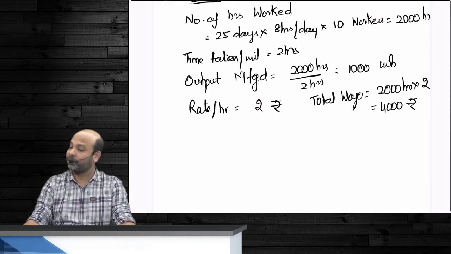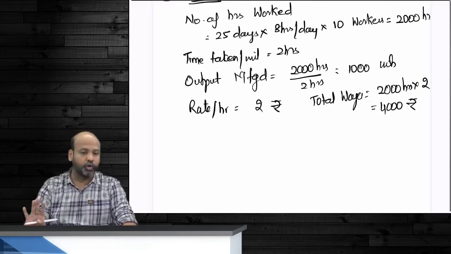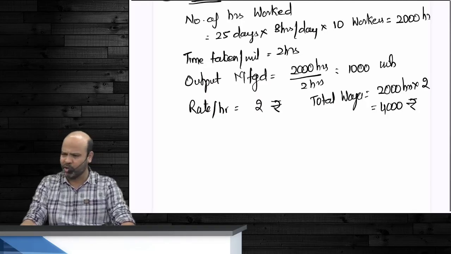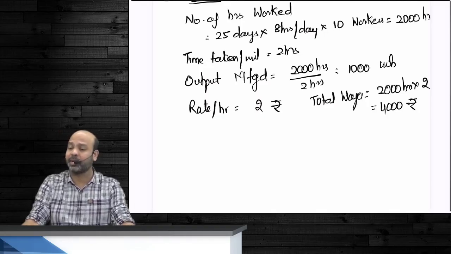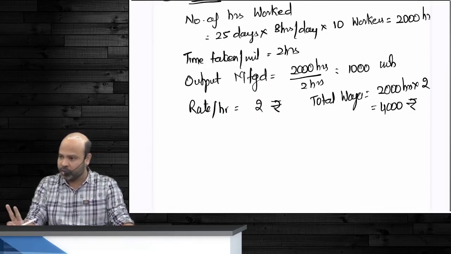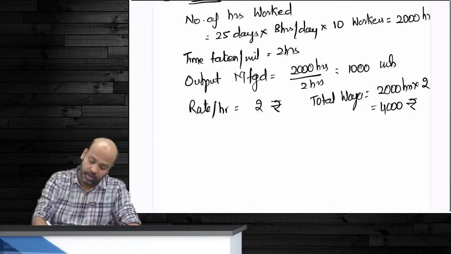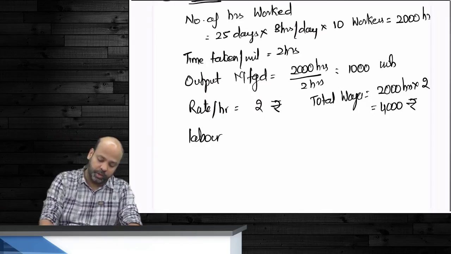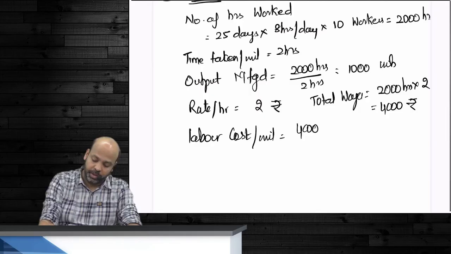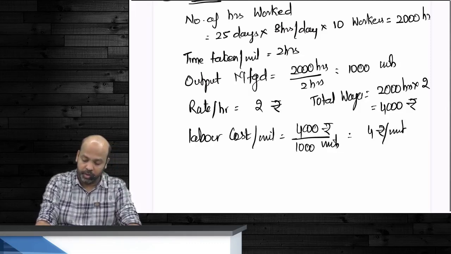4000 rupees that we are paying is for how many units? 1000 units. So it is 4 rupees per unit at present, or you can also write 2 hours multiplied by 2 rupees per hour. Are they not taking 2 hours for each unit? And they're getting paid 2 rupees per hour. So that will be 4 rupees per unit. So labor cost per unit will be 4000 rupees divided by how many units? 1000 units. And that will be 4 rupees per unit.